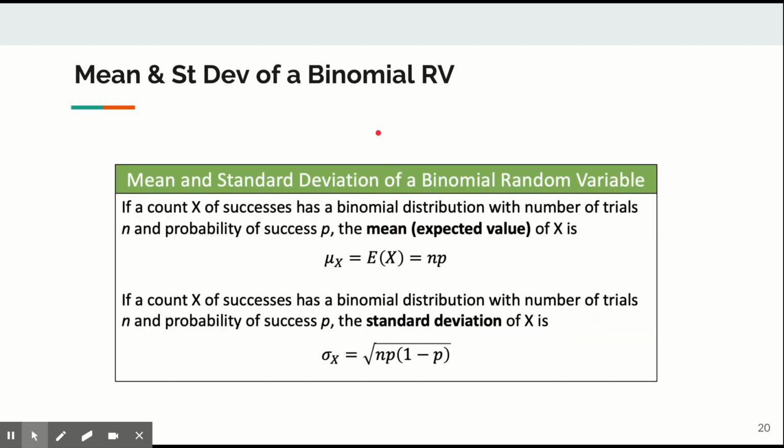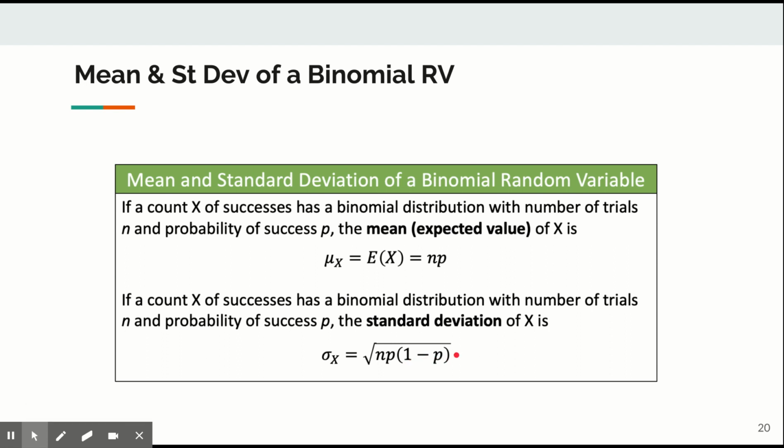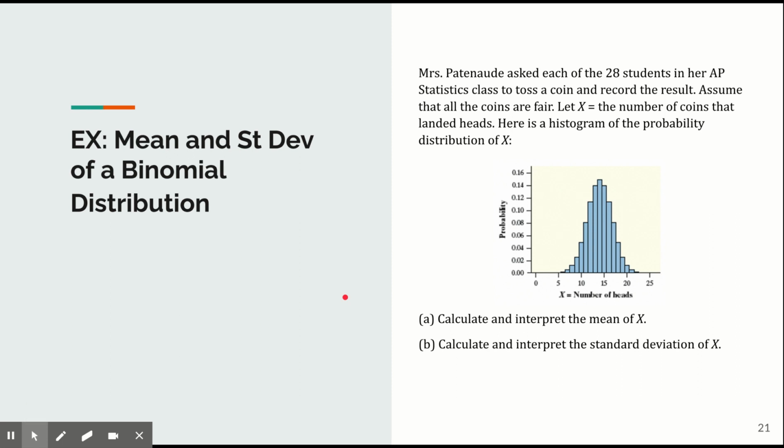All right, the mean and standard deviation of a binomial random variable are very, very easy to calculate, much easier than we did in the previous sections. The mean, or the expected value, is just n times p. That's all you got to do. Super, super easy. The standard deviation is the square root of n times p times 1 minus p. Again, very, very easy, much easier than we did with just any random variable in the last sections. All right, so let's find the mean and the standard deviation and interpret in context.